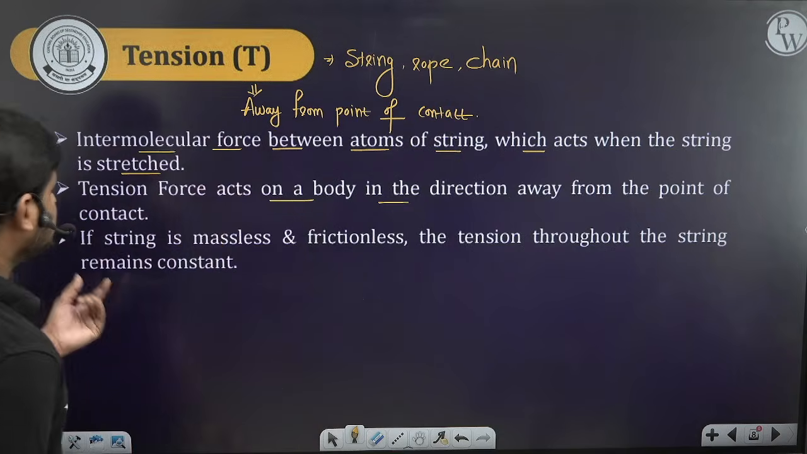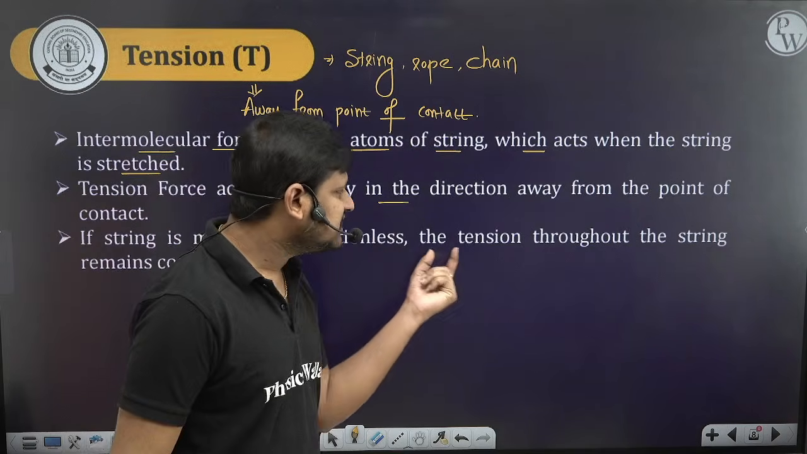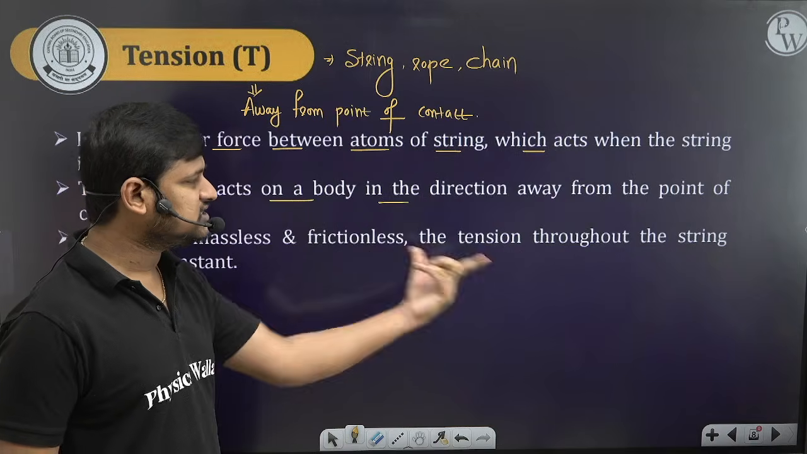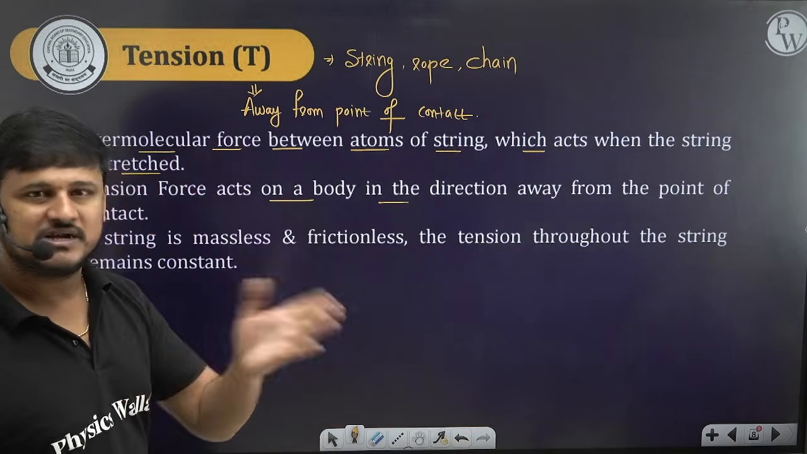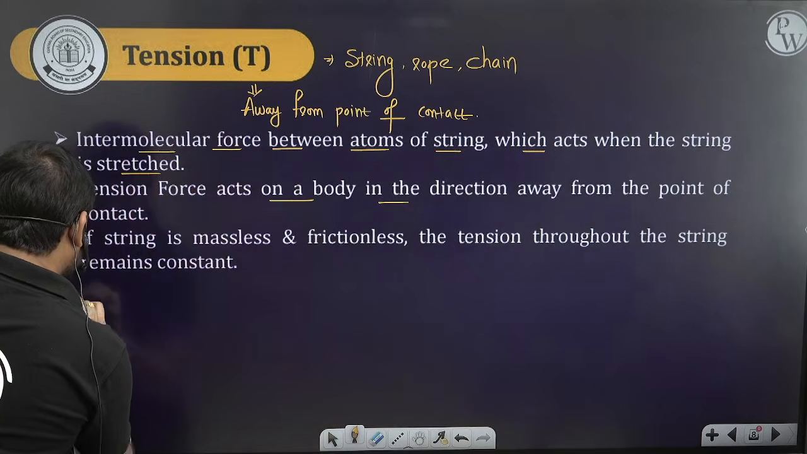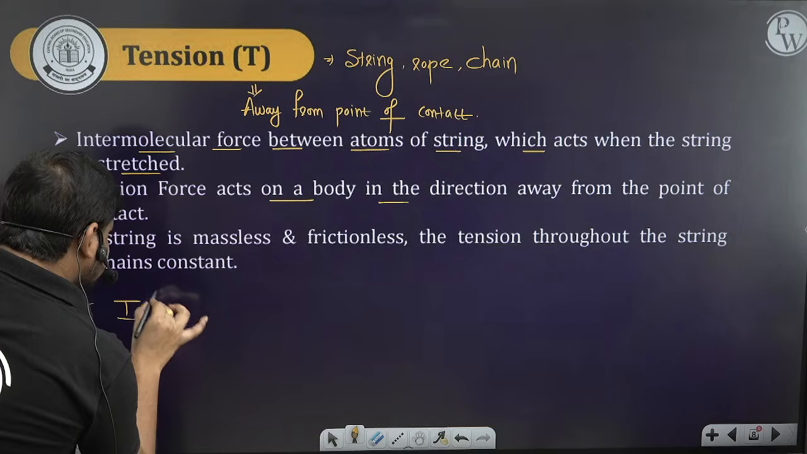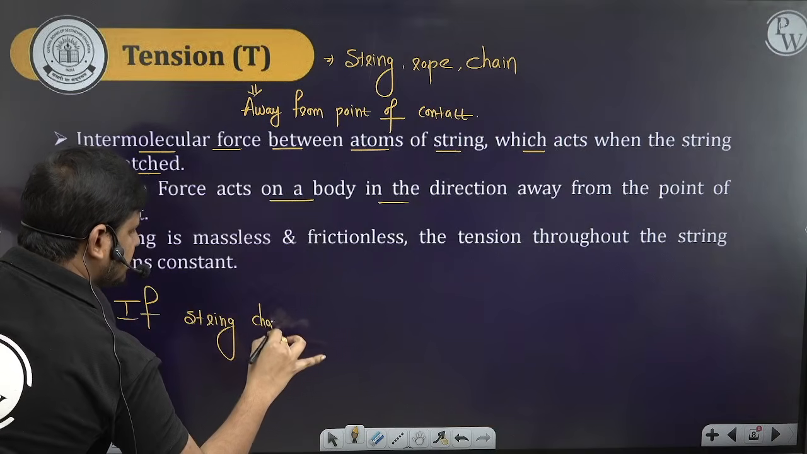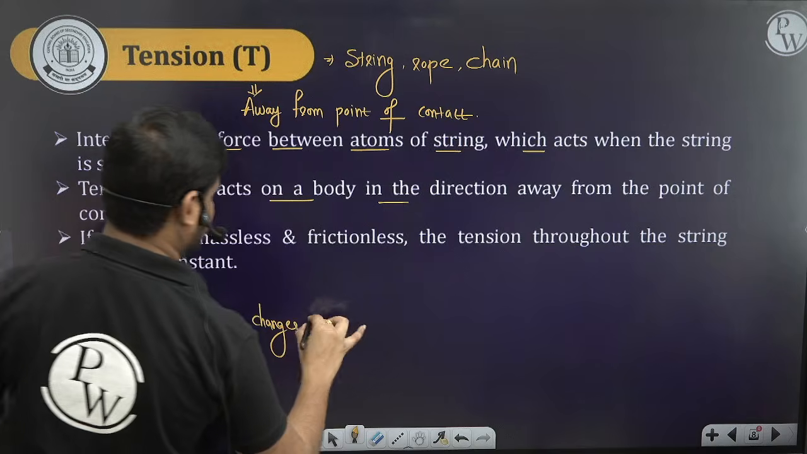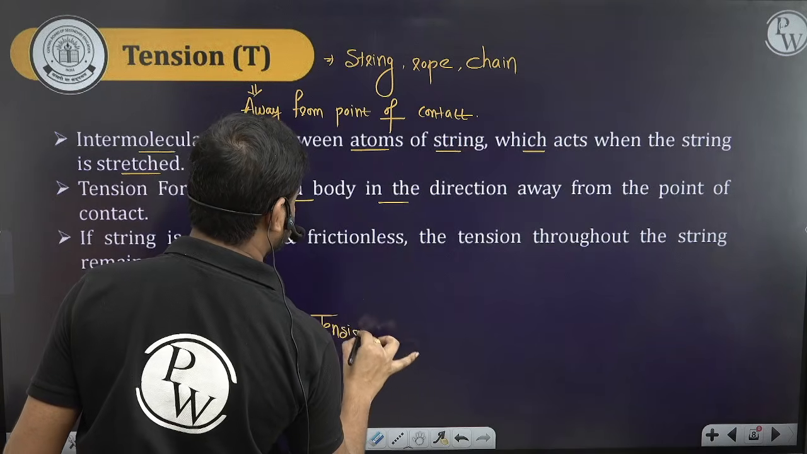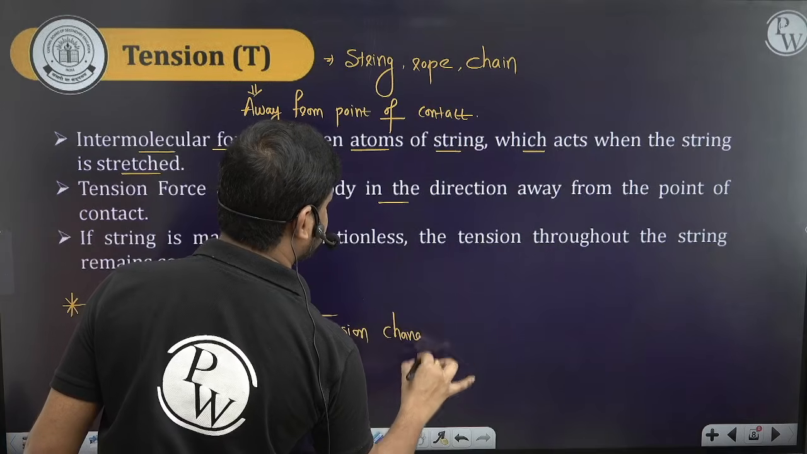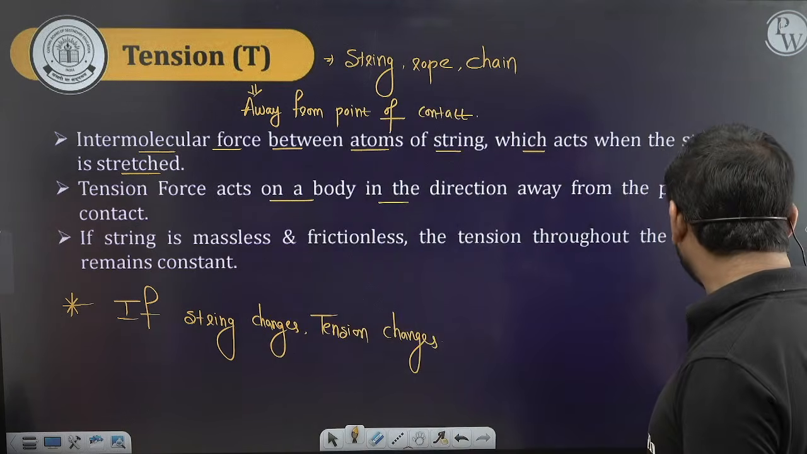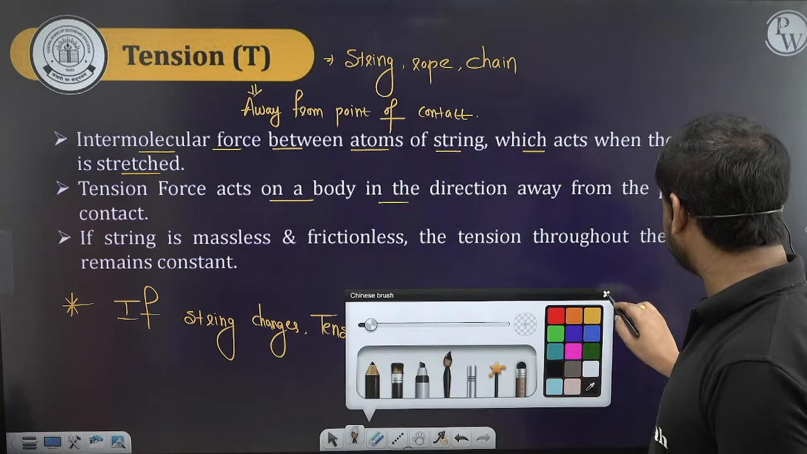Clear? Chal. If the string is massless and frictionless, the tension throughout the string remains constant. I'll give an example so that you'll understand. And one more thing: if the string changes, then the tension force changes. Clear? So this is one more point. This is about the tension. Now I'll give you the examples. Understand the examples carefully, guys.